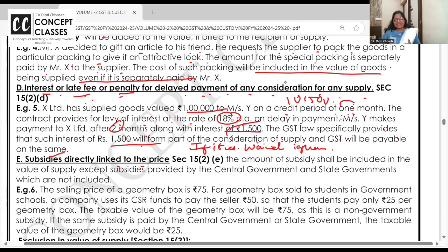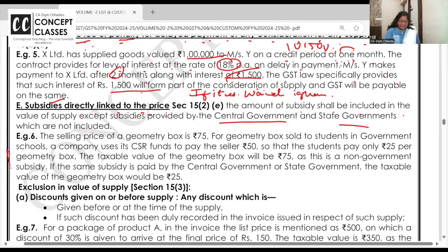Enjoying all of you? After doing some technical topics, this looks very easy, right? Subsidies directly linked with the price. So many times the government is saying, you are setting up a cottage industry, you are generating so much labor, we will give you subsidy. So if subsidy is given by the central government or state government, then it is deducted from the transaction value.